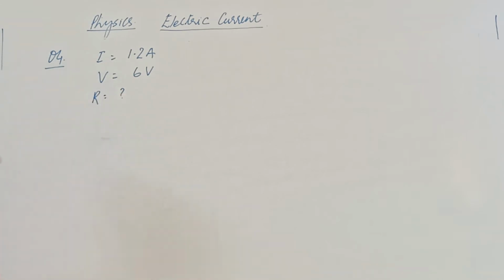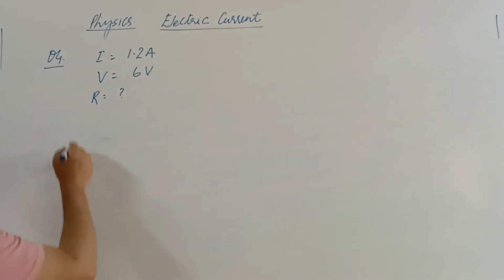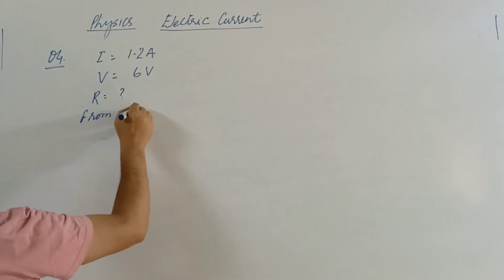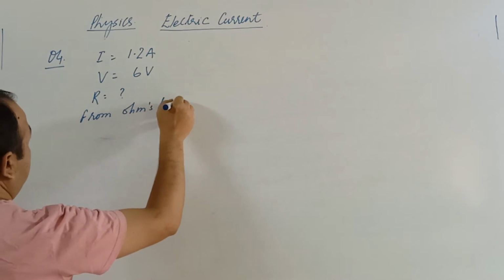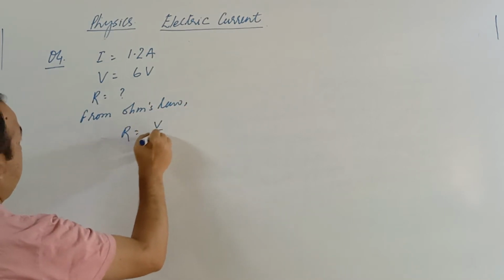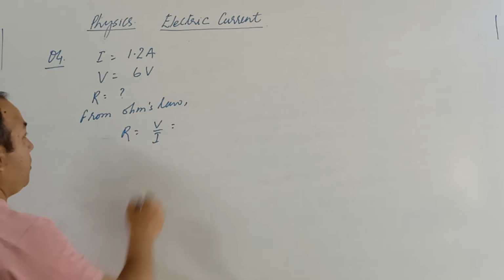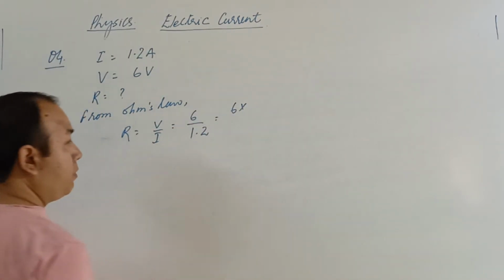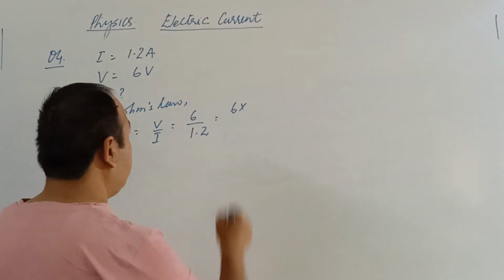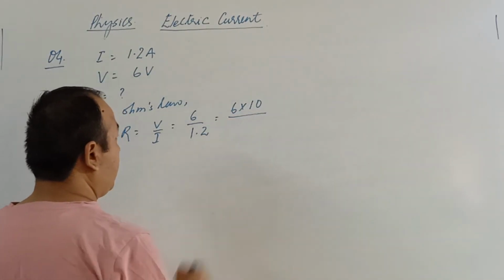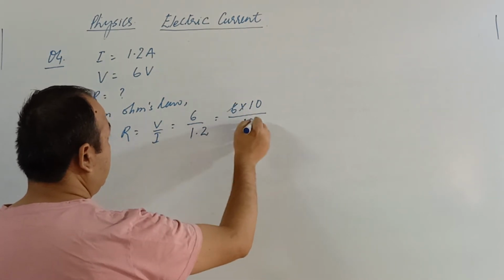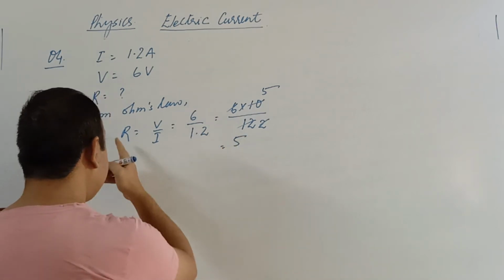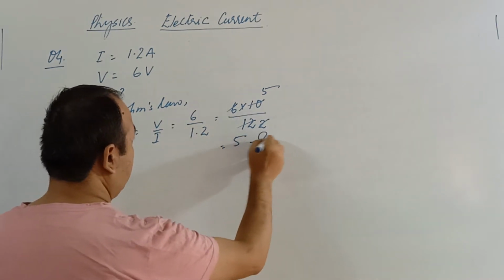When the potential difference and the current are given, the resistance is given by, from Ohm's law, we know that capital R is equal to V upon I. V is 6, upon 1.2, which is equal to 6 upon 1.2. Remove the decimal from the denominator. After the decimal, one digit is there, so 1 with a single 0 is multiplied to the numerator and denominator, so it is 60 upon 12. 12 goes into 60 five times, so it comes equal to 5. And what is the SI unit of resistance? Ohm.